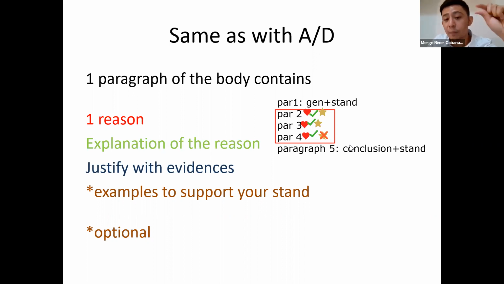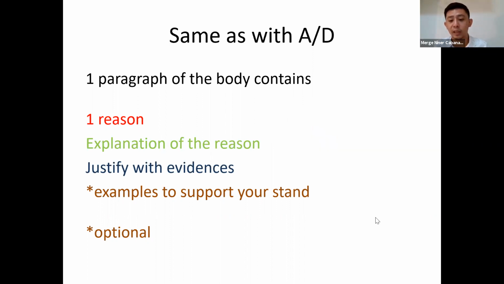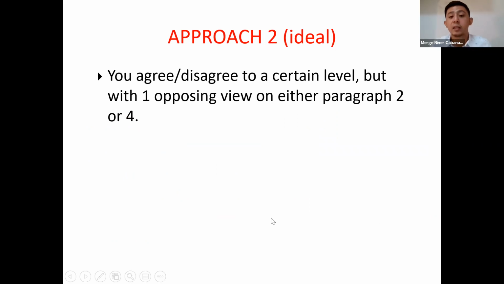So it's either you have an example in paragraph 2, none in 3 and 4. Or you have an example in 3, none in 2 and 4. Or you have an example in 2, 3, 4, so be it. Right? So it means that you have a lot of examples. So that is what your formatting will look like. That is how the structure would look like. So we shall now proceed to approach 2, or the ideal approach.